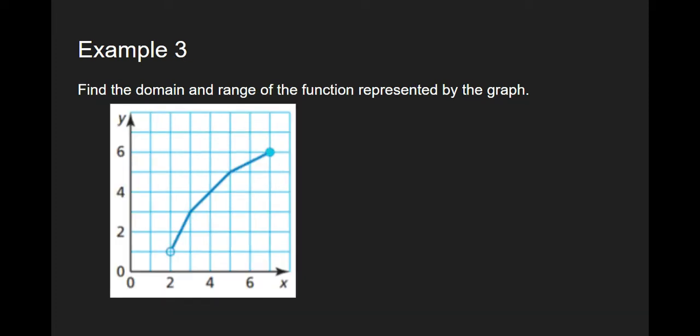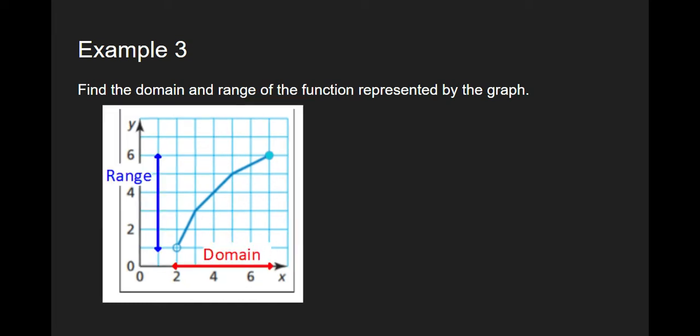So let's try another line example. Again, I want to look from side to side for my domain and up and down for my range. My smallest x value is a 2, but there's an open dot at 2, so I can only use the less than sign. My greatest x value is 7, and there's a closed dot there, so I can use the less than or equal to sign. And x is anywhere in between 2 and 7.